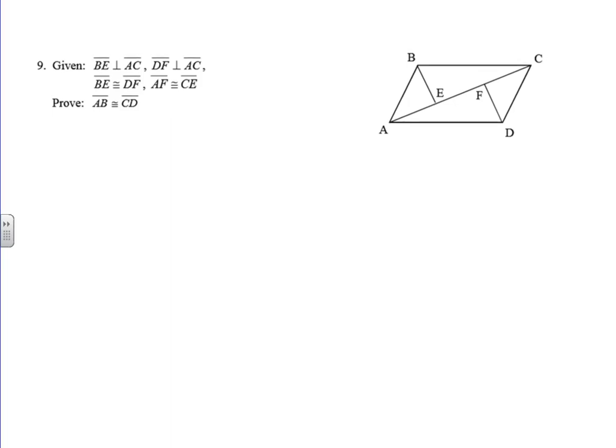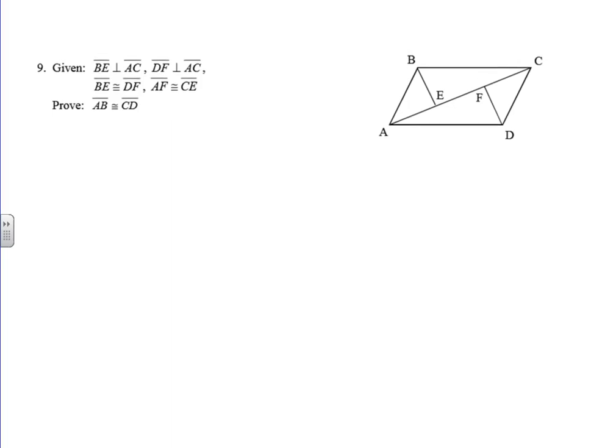All right, so last one here. We're trying to prove that AB is congruent to CD. Now these ones are perpendicular to a bunch of them. So what do we got going on? We've got BE perpendicular to AC, DF, so we got those ones. And then we've got BE congruent to DF. And now here's where it gets a little weird: I've got AF congruent to CE.